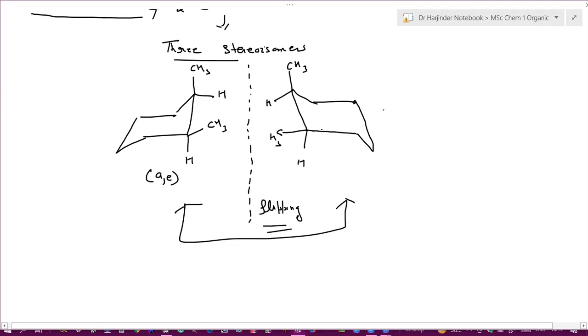So it's clear. So there are only 3 stereoisomers.